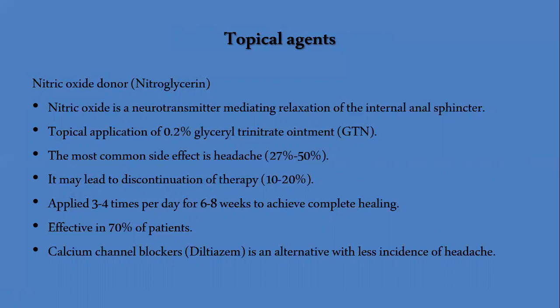Nitroglycerin is applied in the form of GTN, which is glyceryl trinitrate ointment, topically with a concentration of 0.2%. The most common side effect is headache, and 27 up to 50% of patients complain of this side effect. The side effect led to discontinuation of therapy in 10 up to 20% of patients. For how long should we apply the nitric oxide donor or nitroglycerin? For 6 up to 8 weeks, 3 or 4 times per day, to achieve complete healing.